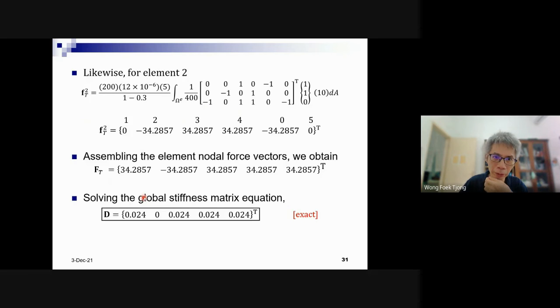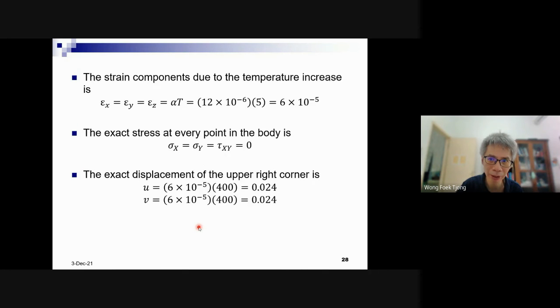And then for element number 2, we do the same procedure, and then we got this. So these are the equivalent nodal force for element 1 and element 2, and then we assemble to obtain the equivalent nodal force for the structure. Okay, this one. And then solve the stiffness equations. I didn't write it here, but this is the result. You may compare with the exact one, the previous one.